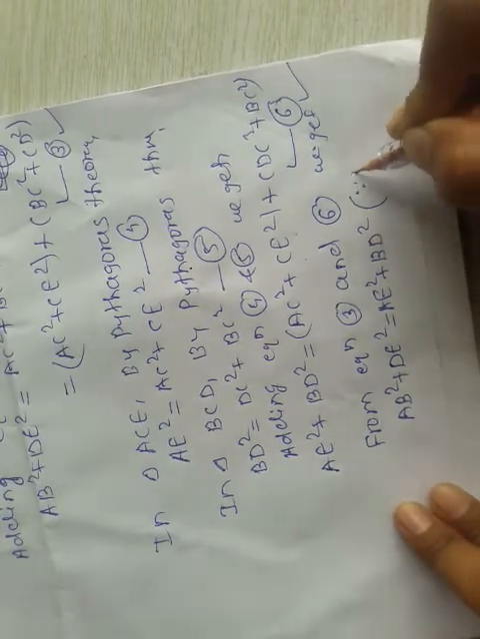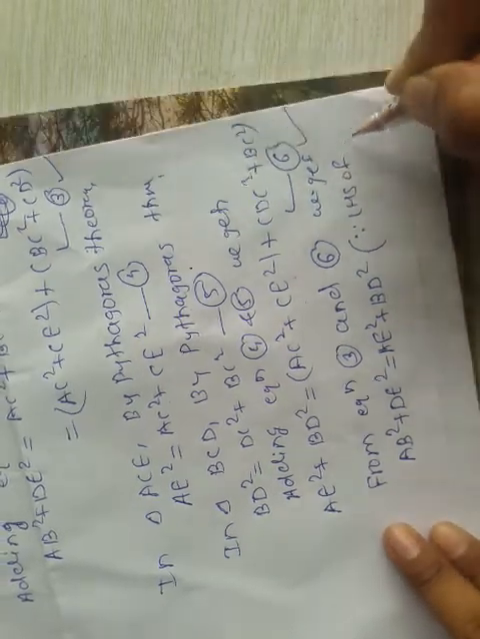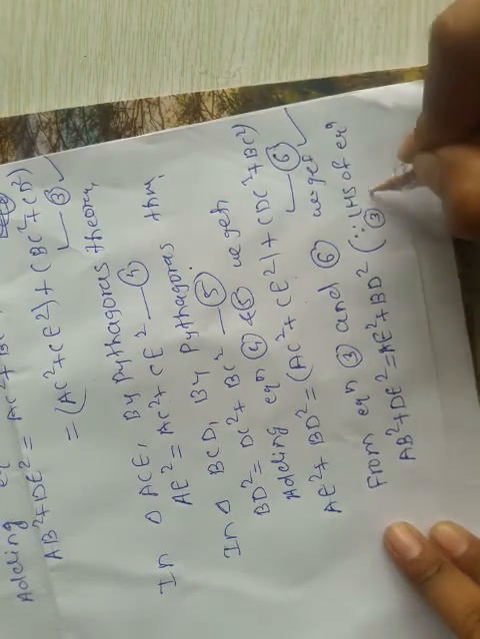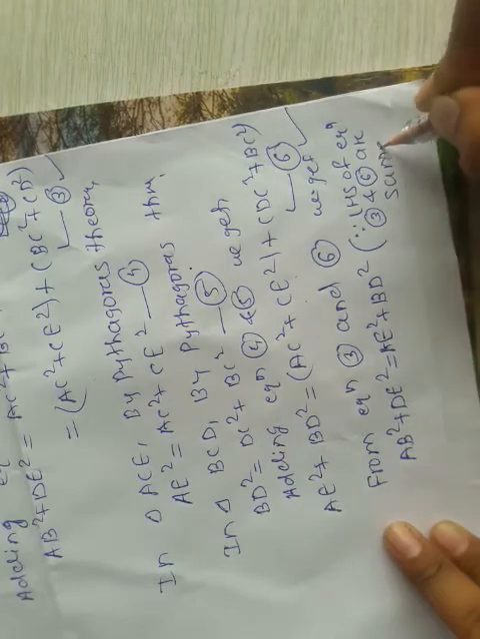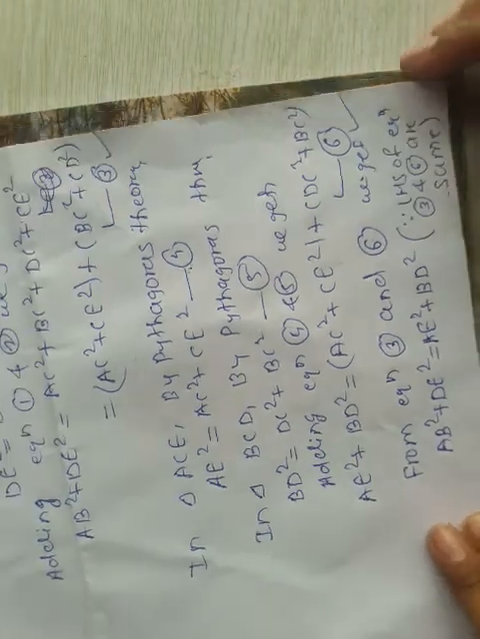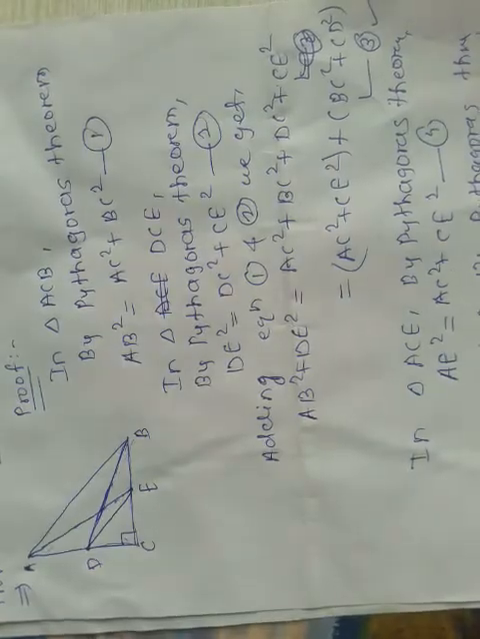Okay, since the LHS of equation 3 and 6 are the same, if the LHS are equal, then we can say that the RHS are also equal, and therefore we get the proof of this question number 13. Now come to our next question, question number 14.